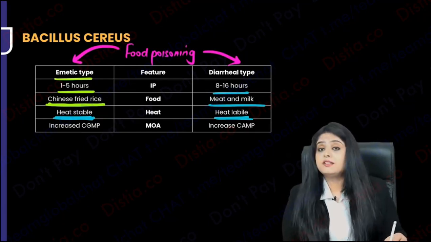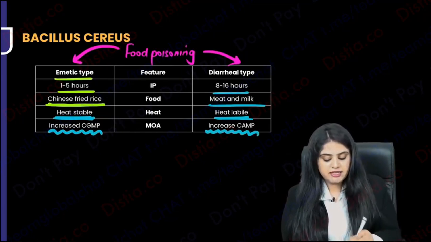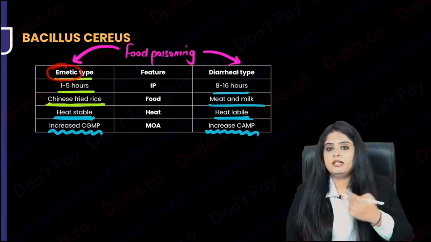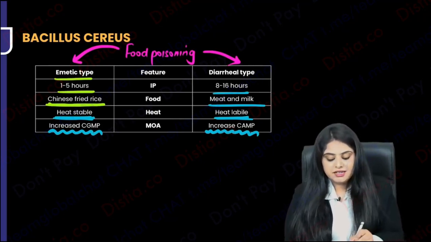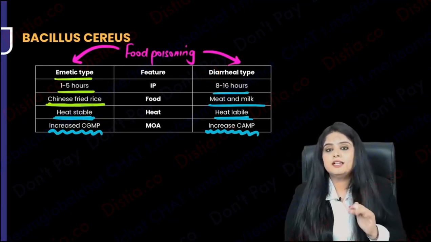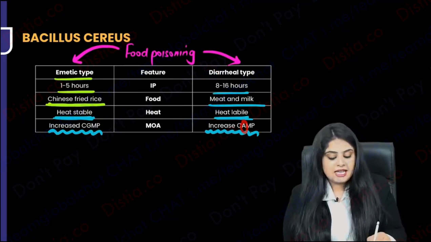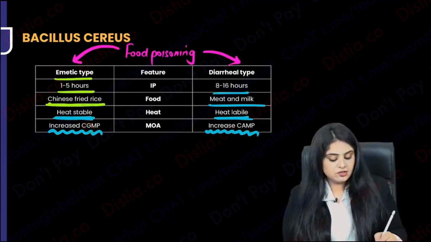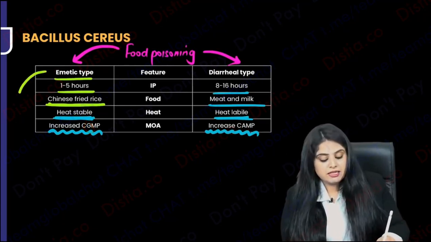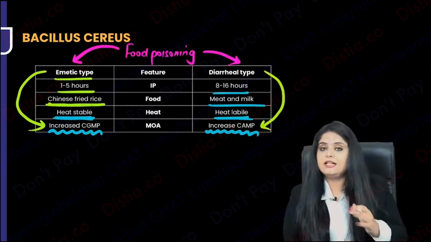Now coming to what is the mechanism. One of them increases cyclic GMP, one of them increases cyclic AMP. How did I learn it? See, emesis, vomiting. Vomiting kahan se hota hai? Gale se hota hai. Vomiting is going to happen from the gala, whereas diarrhea is going to happen from the anal canal. So diarrhea is through anal canal, therefore cyclic AMP. And vomiting is through gala, so that is going to be cyclic GMP. That is just a way of learning it, okay? So emetic type is through the gala, cyclic GMP. Diarrheal type is through the anal canal, so cyclic AMP.